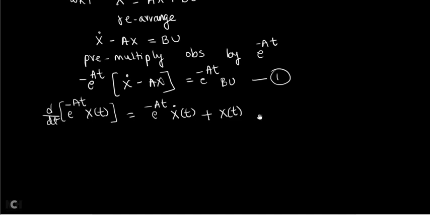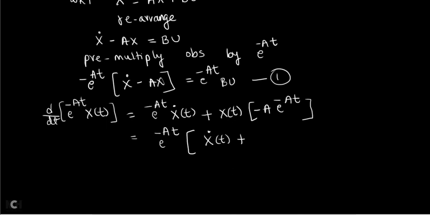What is differentiation of e power minus at? Minus a into e power minus at. Like this you are going to get. Now you can take e power minus at common. So what is left out? X dot of t you can write, no problem. So x dot of t, plus will not come, minus will come because of this minus sign, minus a into x of t. E power minus at is taken common outside here.